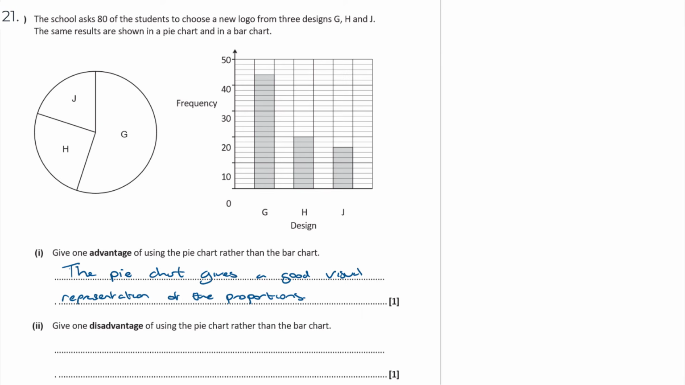So I'm going to say you cannot read the actual numbers of students from the pie chart. Okay, so the pie chart gives a good visual representation of the proportions, but you cannot read the actual numbers of students from the pie chart. There are my 2 reasons.